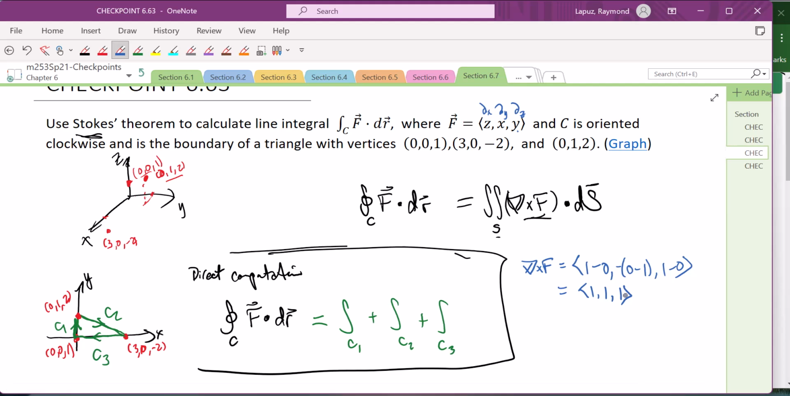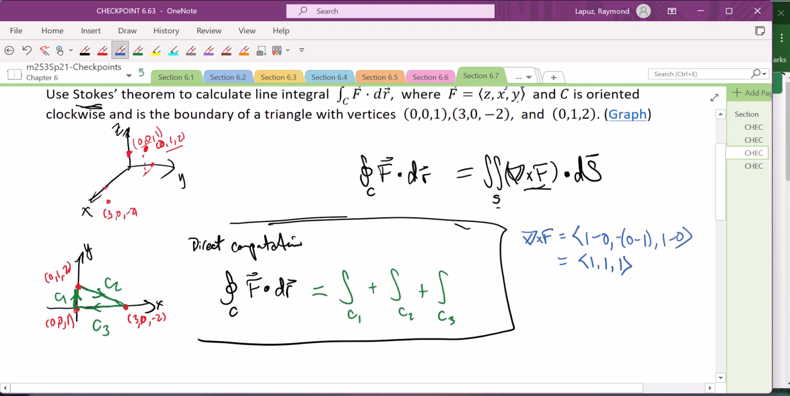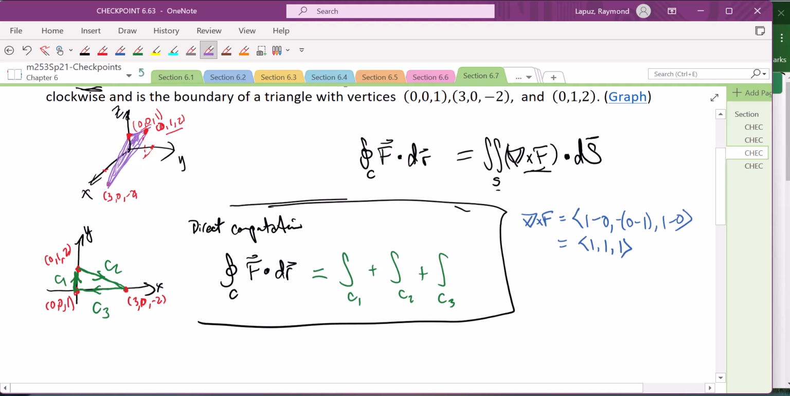Okay, now we also need to parameterize the surface. So what is the surface? Again, I think the surface that we end up wanting is a plane coming from these 3 points. So 3 points define a plane in 3D. So let's figure out what that plane looks like.